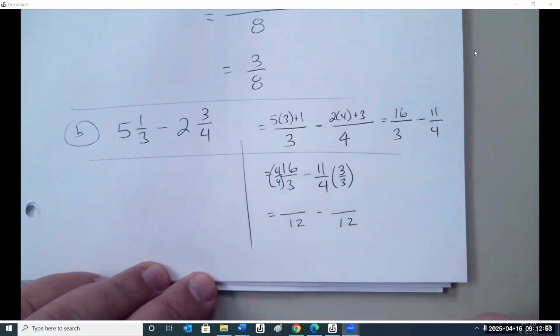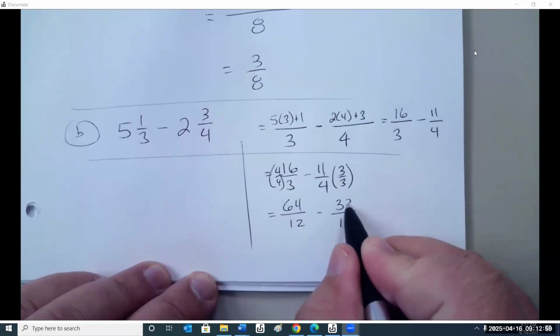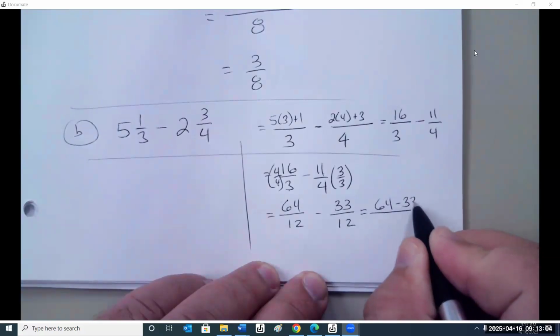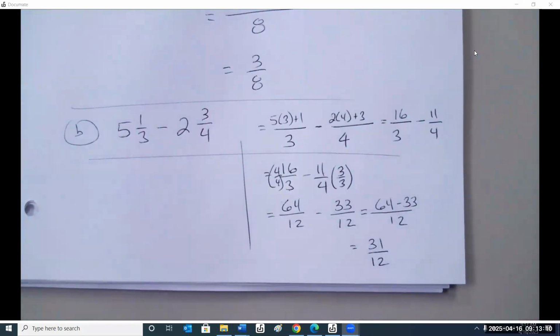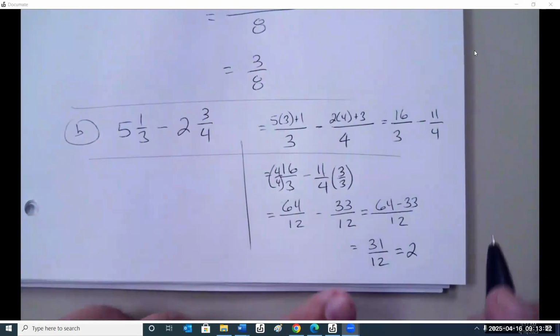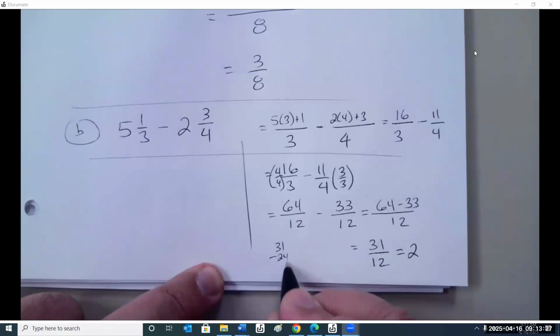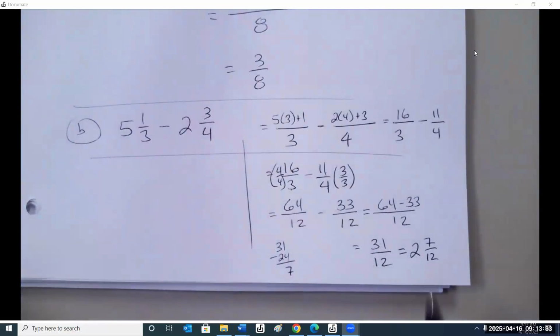16 times 4 is what? 64. 11 times 3. So 64 minus 33 is 31 over 12. How many times does 12 go into 31? 2 times, with how many left over? Yeah, so 2 times 12 is 24. So 31 minus 24 is 7. 7 over 12. And there's your answer.